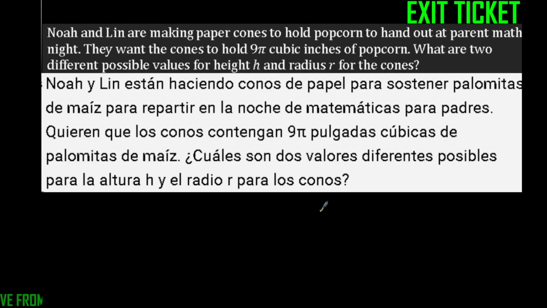Lastly, for the exit ticket, it says Noah and Lynn are making paper cones to hold popcorn to hand out at a parent math night. They want the cones to hold 9 pi cubic inches of popcorn. What are two different possible values for the height h and radius r for the cone? You are given the volume, so you need to come up with the possible heights h and radii r.